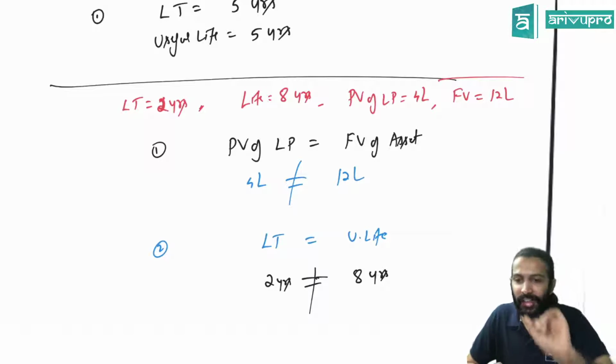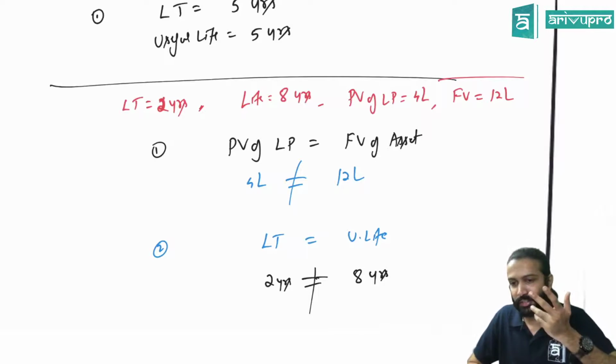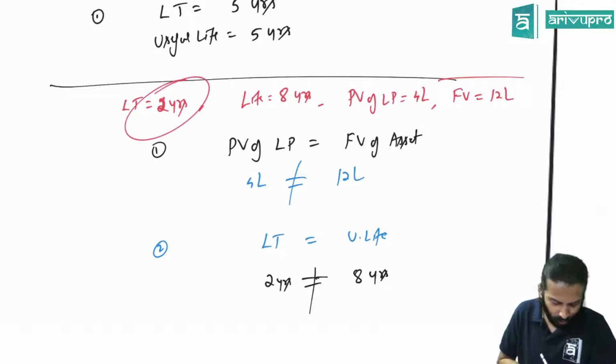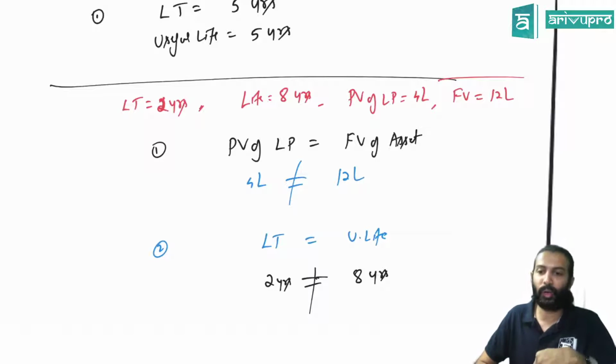Got it? So hence, the lessee will not bother whether it is an operating lease or a finance lease. Fair enough? For how many years he has control, for that he will record something. In fact, we already called this out. I told you we'll do it in detail.